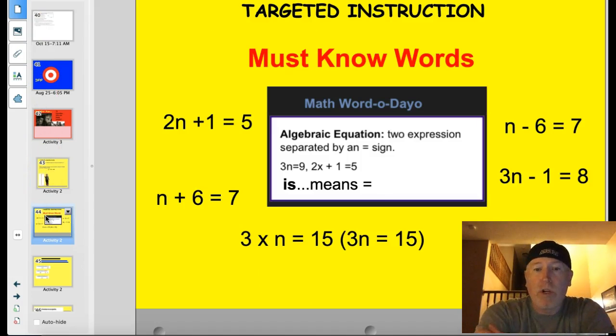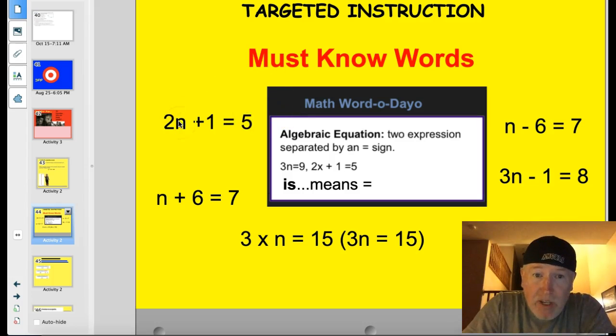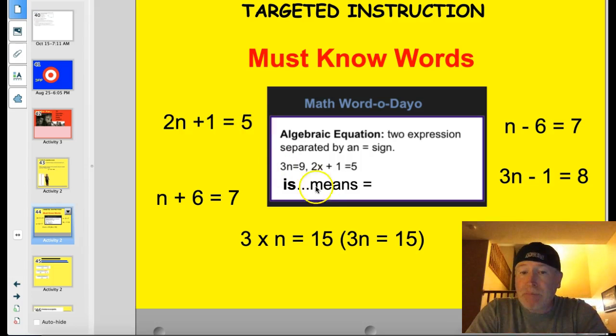All right. A couple of must-know words tonight. Algebraic equation. It's just two expressions that are separated by an equal sign. Here's an expression of 5. And 2n plus 1 has to be equal to that. Think of this equal sign as a balancing point, like on a teeter-totter. Everything on this side has to be equivalent to everything on this side.